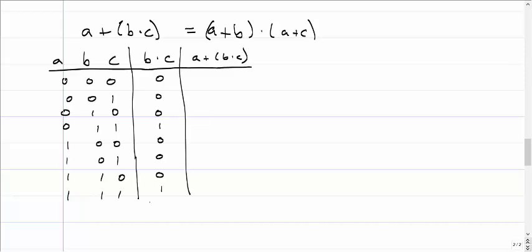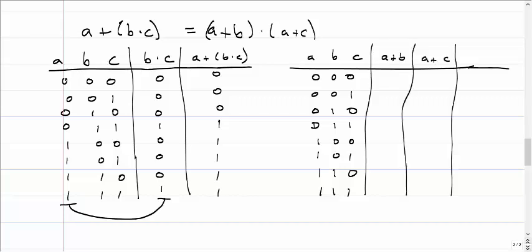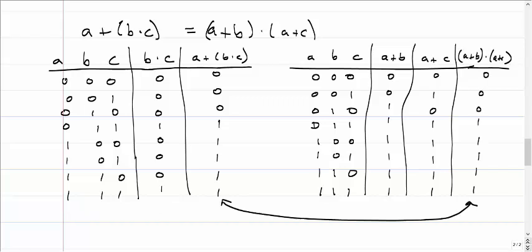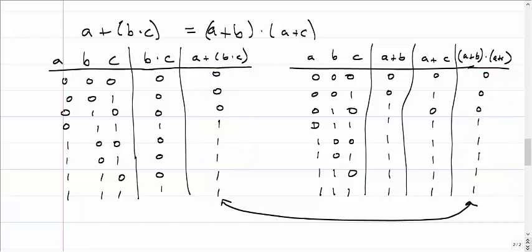I would first look at B times C, looking at these two columns to determine this one. And then I'm going to take A and OR it with the results of this column. Now I'm going to do the exact same thing to the right-hand side and compare my outputs. I first look at A or B, then I look at A or C, and now I AND those two together. And I see that the outputs of both the left-hand side and the right-hand side are identical, therefore the left-hand side is equivalent to the right-hand side. So I've just proven the distributive property.